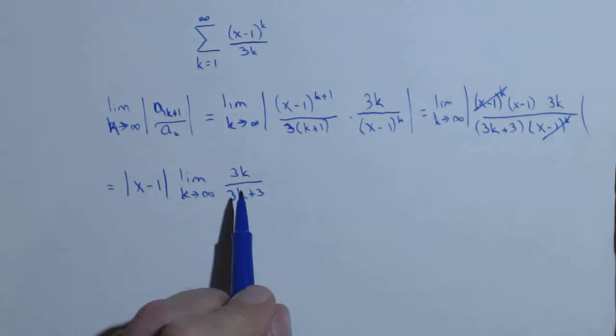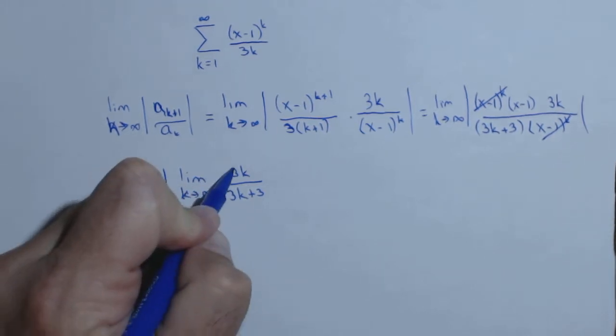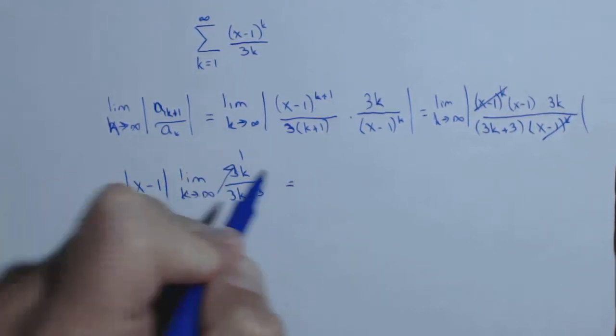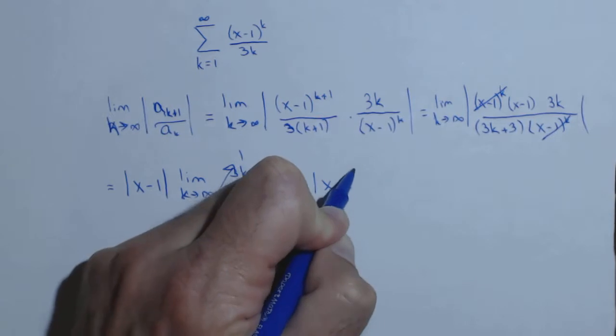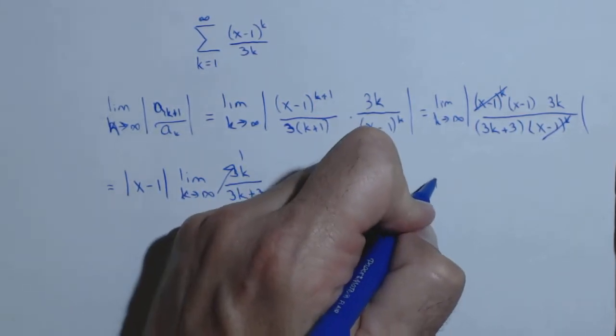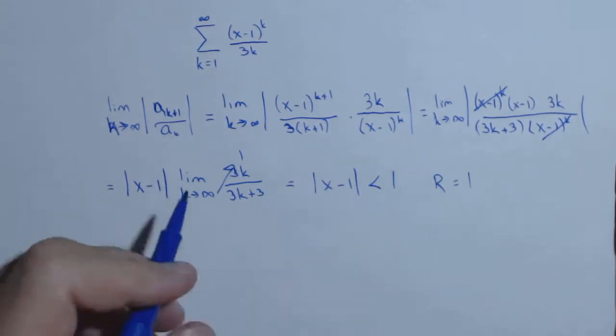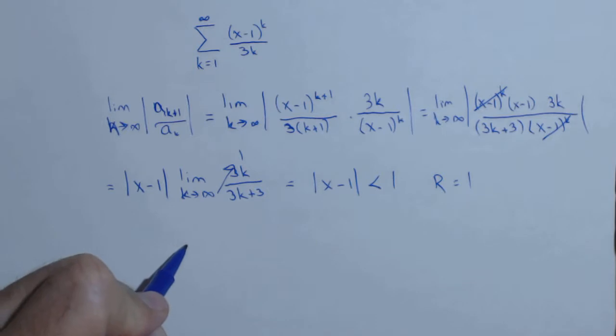At this point, you're probably pretty comfortable with this limit. But if you're not, you could do L'Hopital's rule. This limit goes to 1. So we get the absolute value of x minus 1 is less than 1. Now, if all we're looking for is the radius of convergence, we have it already. It's equal to 1. But we were asked to find the interval of convergence.